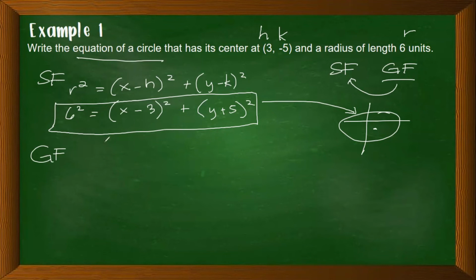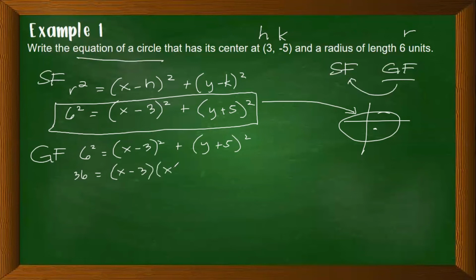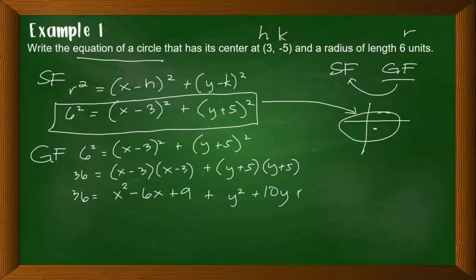Substitute niyo lang. For general form, gagamitin niyo yung standard form. So we have the standard form, 6 squared equivalent to the quantity of x minus 3 squared plus y plus 5 squared. Then, extract nyo lang. So we have 36 equivalent to, this would become binomial times binomial. Kasi may mga student, directly, they will distribute. That is wrong. So dapat make it binomial multiplied to binomial. So FOIL that one. I will shortcut na lang sa pag-FOIL because I am sure you know how to solve that. So x squared minus 6x plus 9, plus y squared plus 10y plus 25.